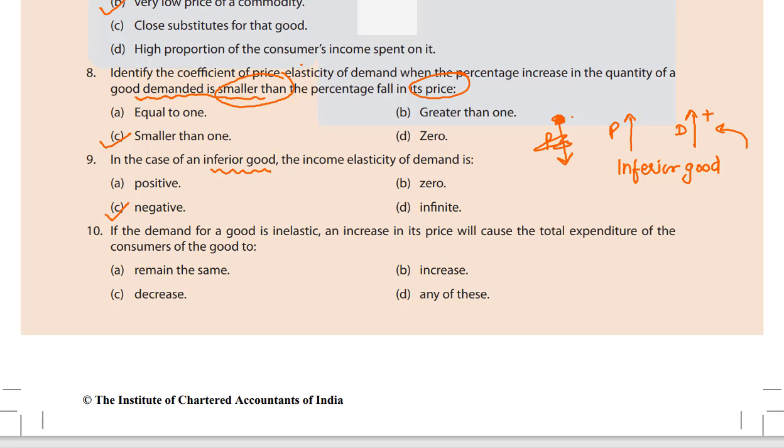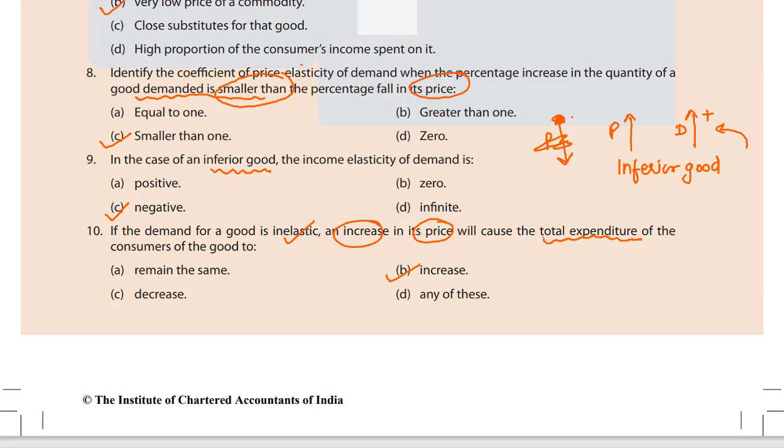If the demand for a good is inelastic, no change in demand or less change, an increase in the price will cause the total expenditure of a consumer of a good to: A, remain the same, B, increase, C, decrease, and D, none of these. If the demand of a good is inelastic and the price is increasing, the total expenditure will increase, obviously.